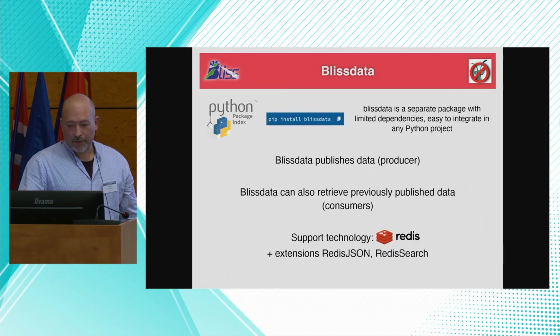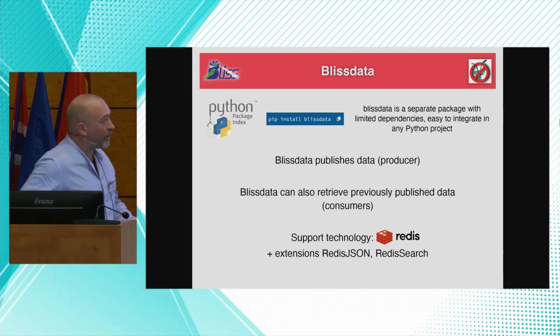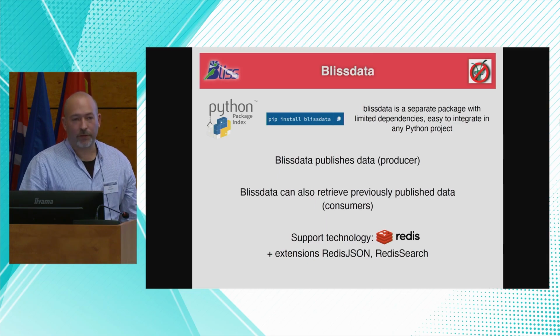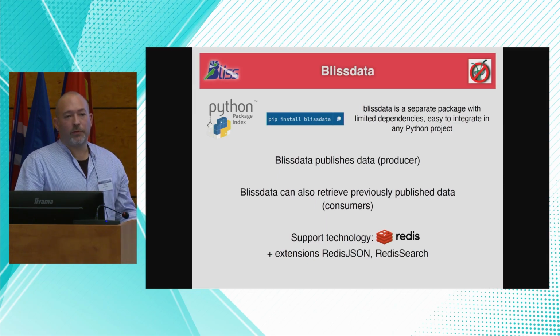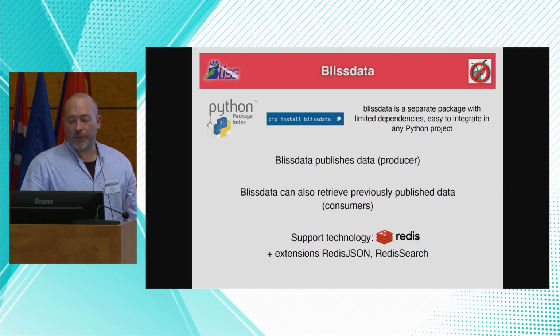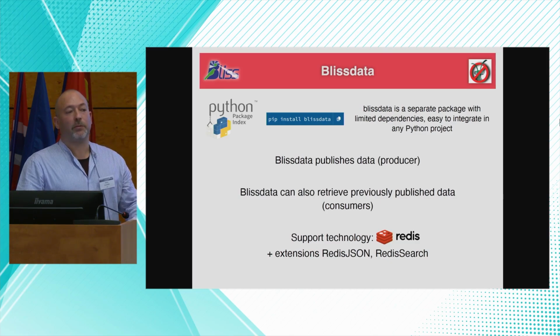So Bliss data is a separate package, so it's easy to install. It has limited dependencies. Like any Python project, you can just pip install it. There is also a Conda package. And it serves two purposes. It's publishing data as a producer, and also with the same library, same package, you can retrieve previously published data, so on the consumer side.